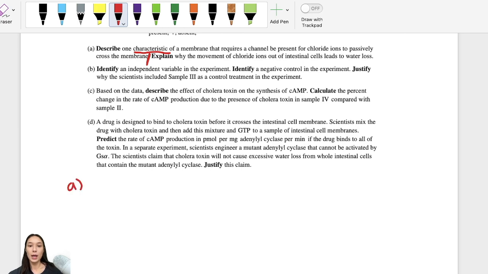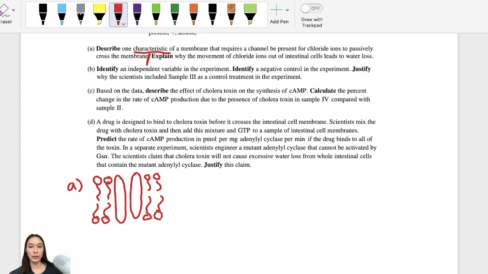So for A, our lipid bilayer is like this. So you have your phospholipid heads and your fatty acid tails that are going to make this bilayer. And then a channel protein is quite literally going to act as a channel or a tunnel to go through the membrane. Okay. So this is a little diagram here, and then your chloride ions would need to go through, either to go in or out of the cell, but it has to go through a channel protein. It cannot pass on its own.